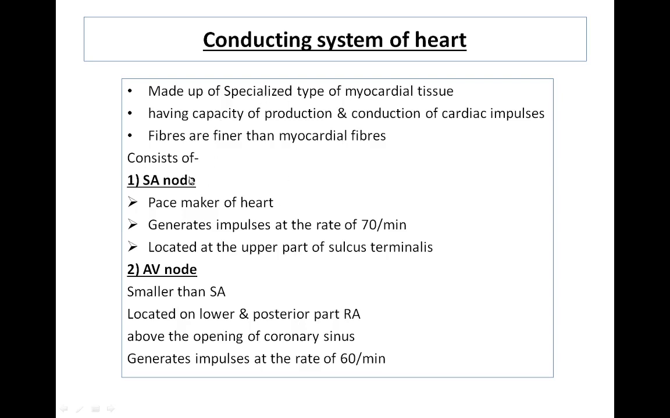So it consists of SA node, AV node. The SA node, it is the pacemaker of the heart, or it is called the sinoatrial node. It generates impulses at the rate of 70 per minute. And where is it located? It is located at the upper part of the sulcus terminalis.